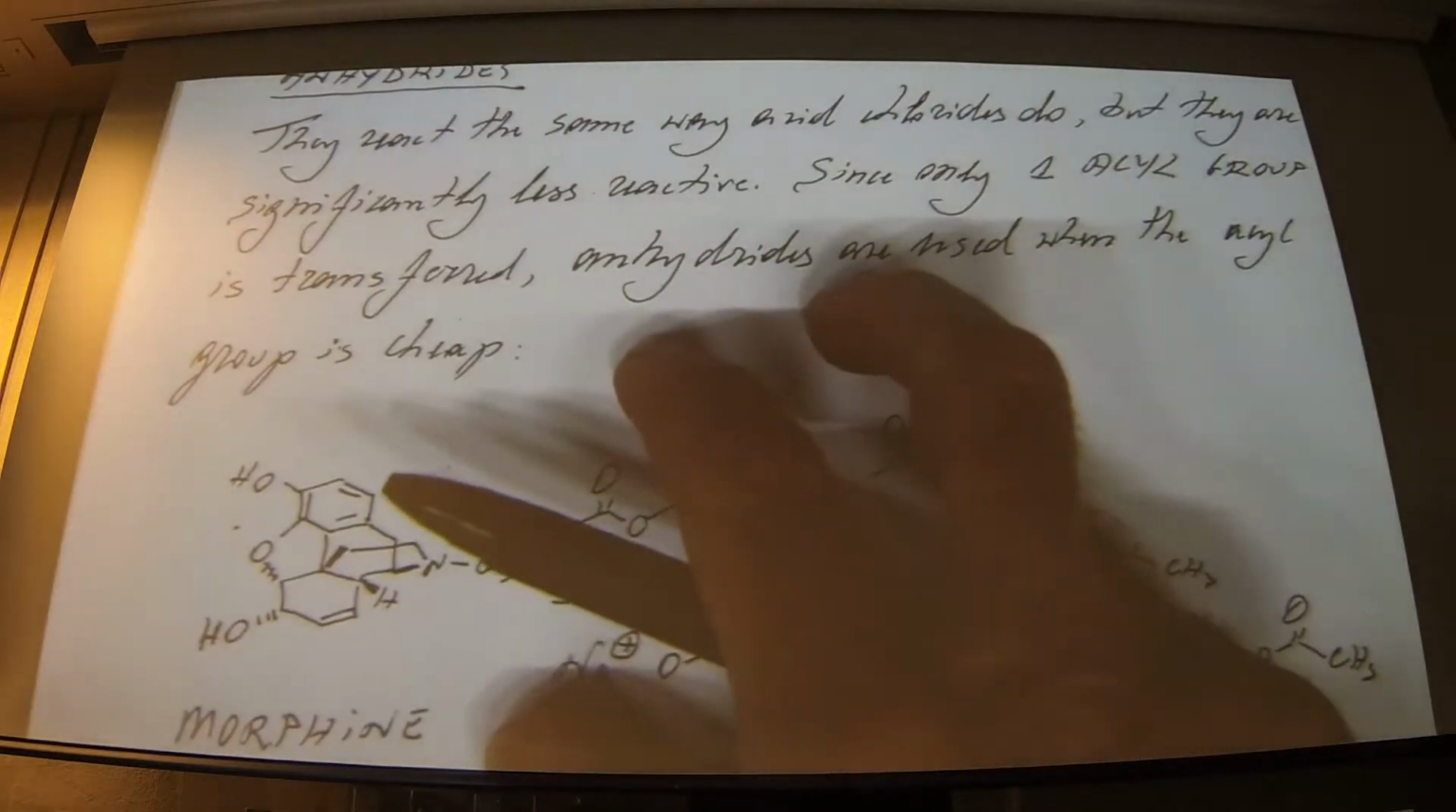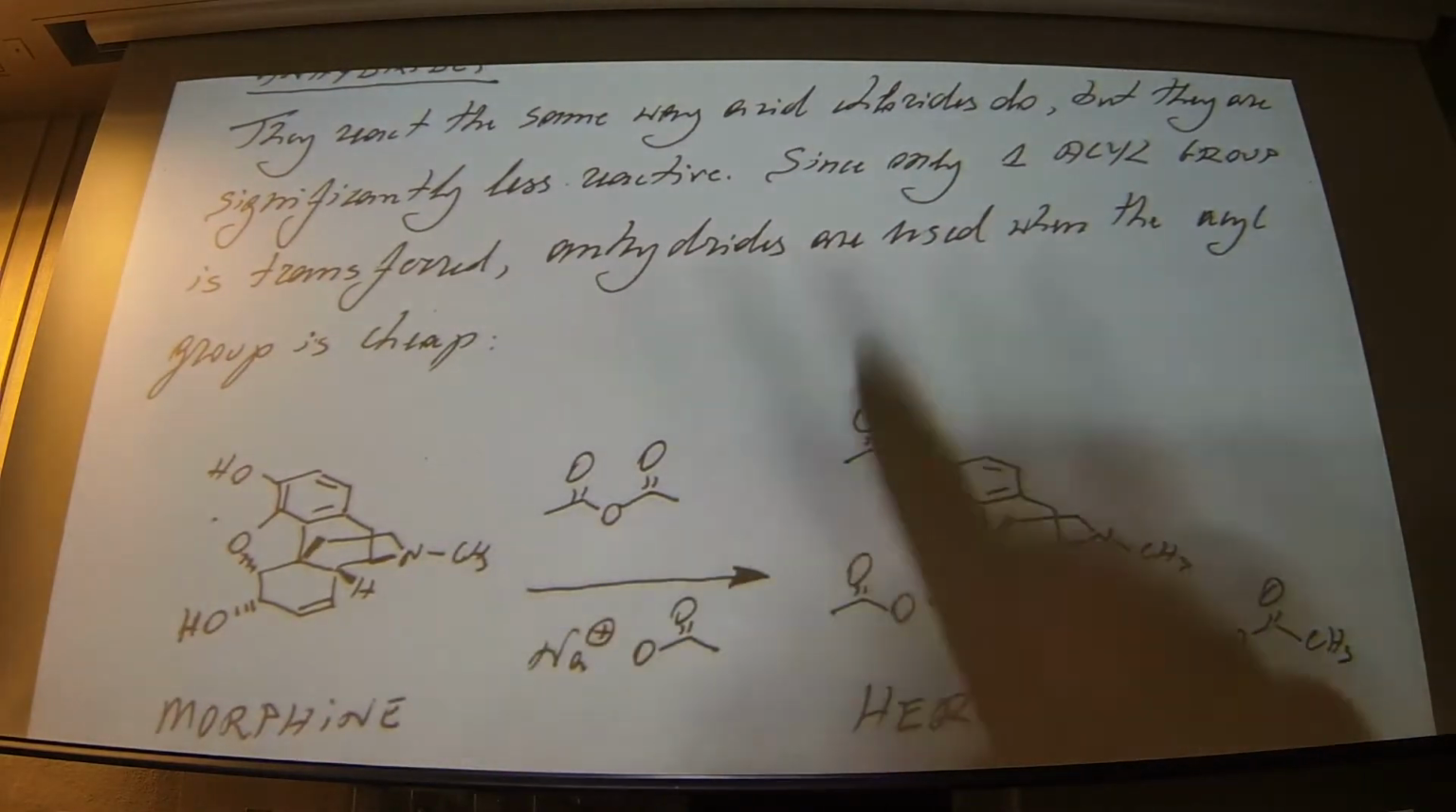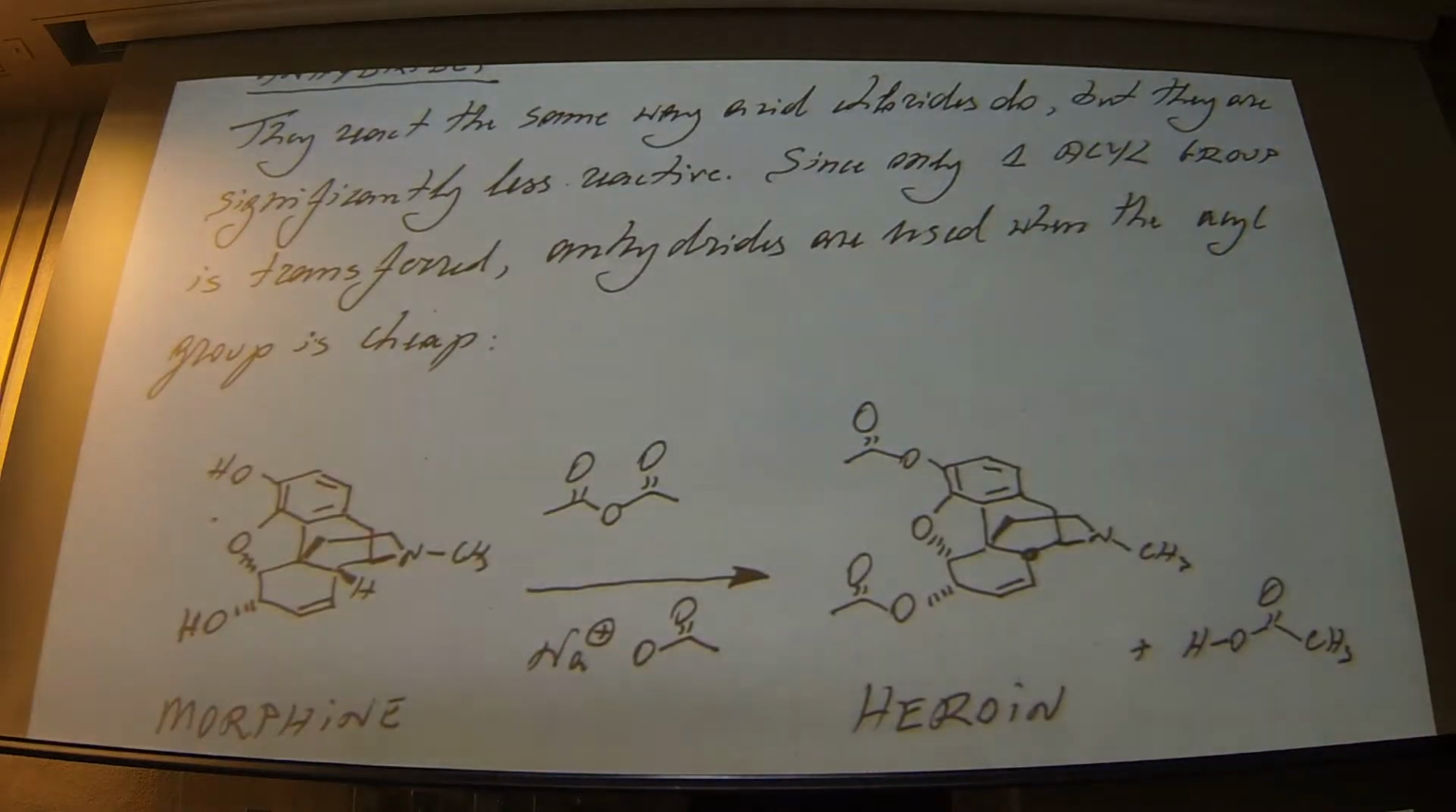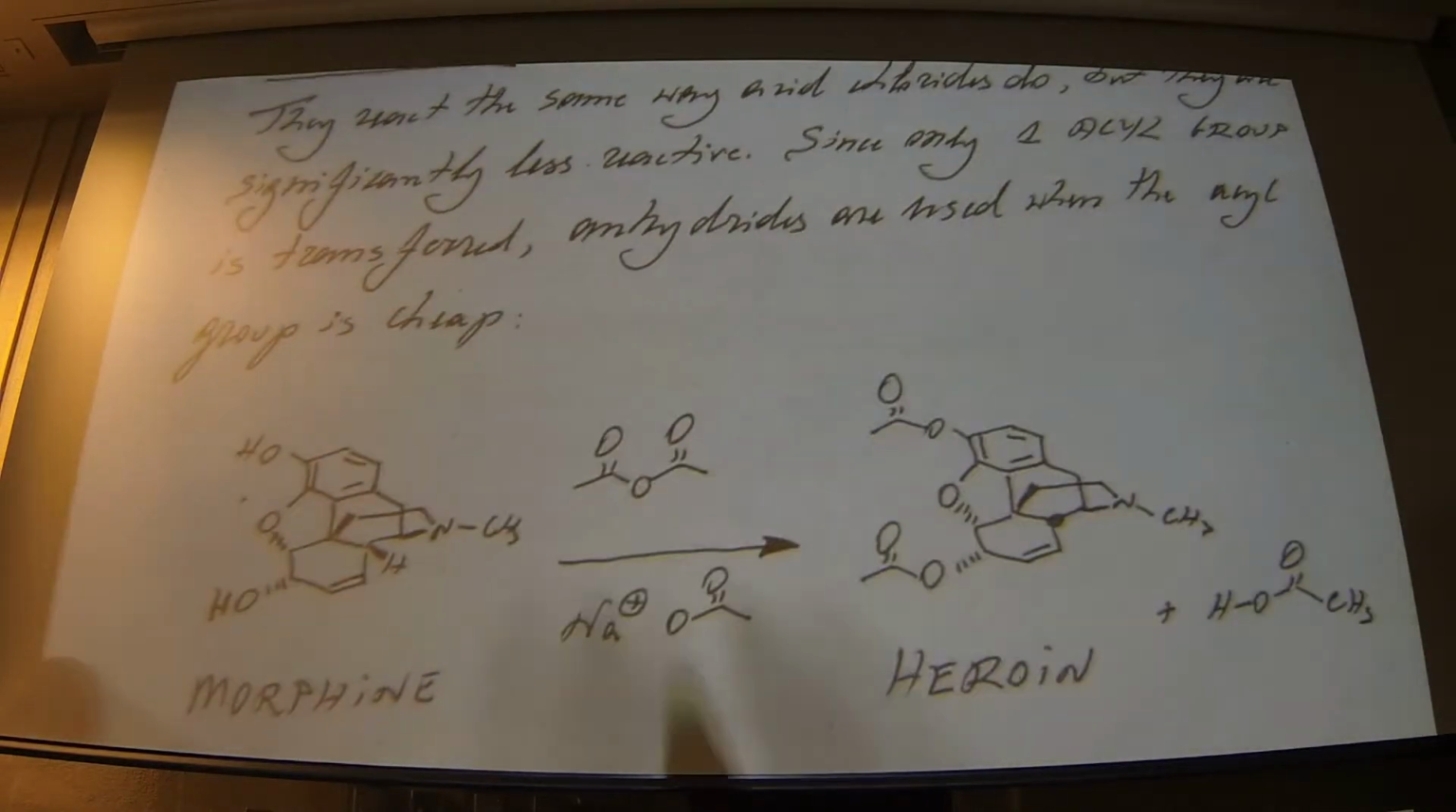They're less reactive. And one thing to remember, when you use an anhydride, only one of the acyl groups transfers, right? The other acyl group ends up as acetate, it's the leaving group. So you only use up half of your acyl group.